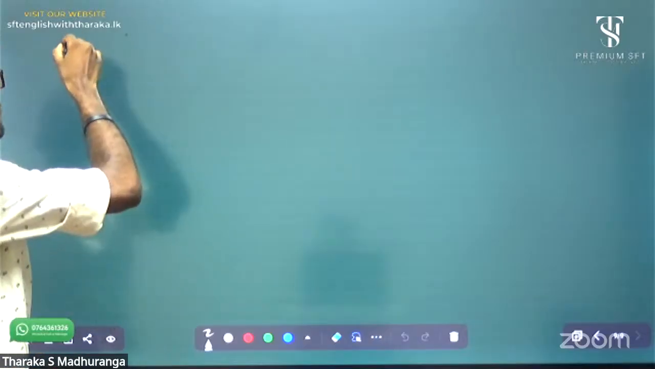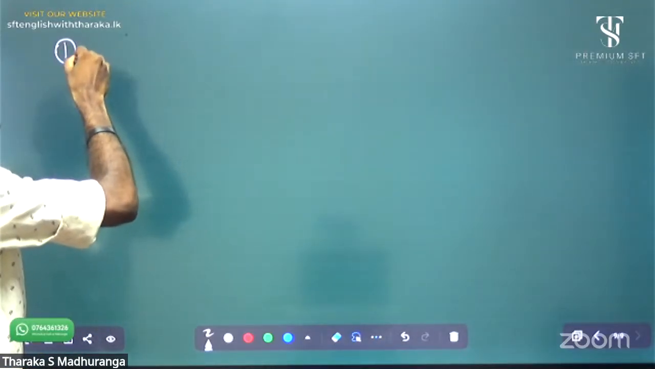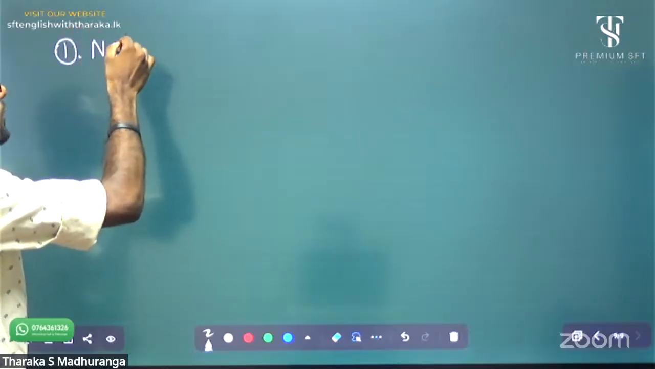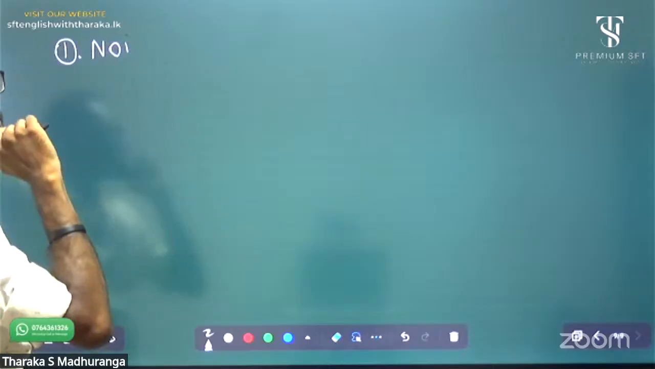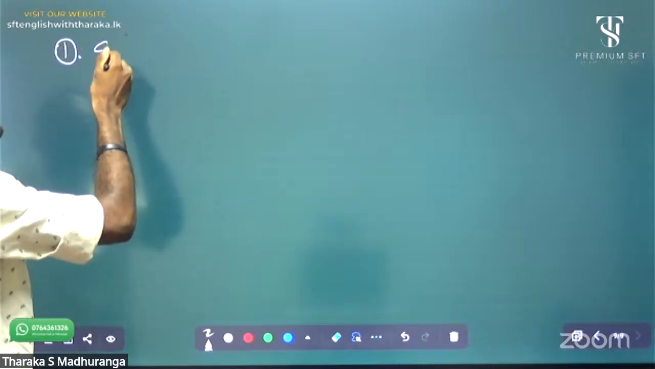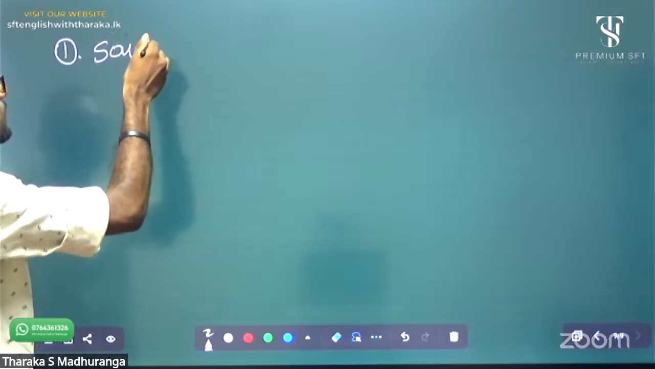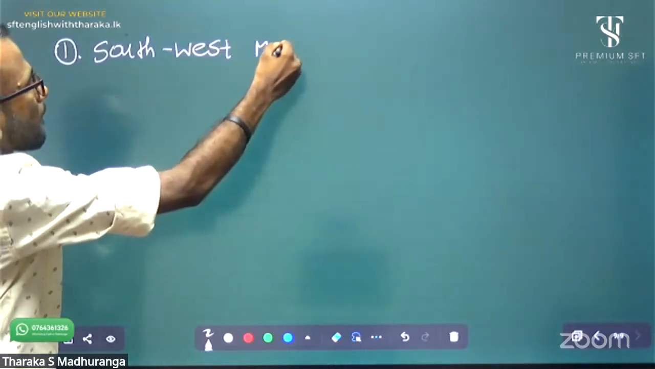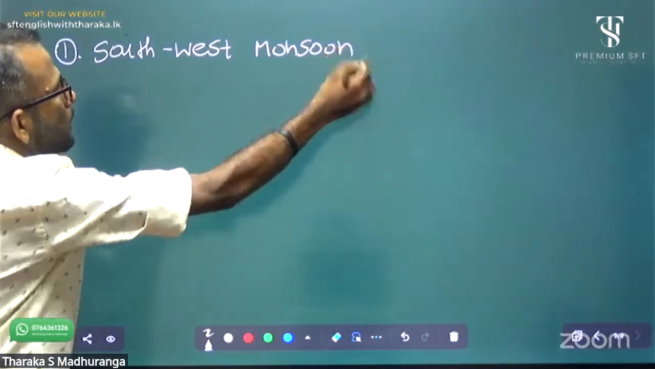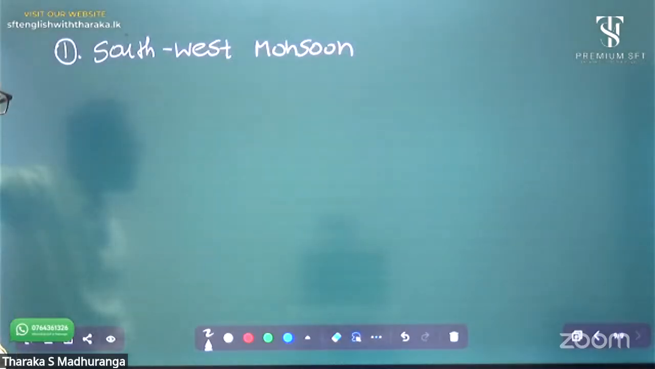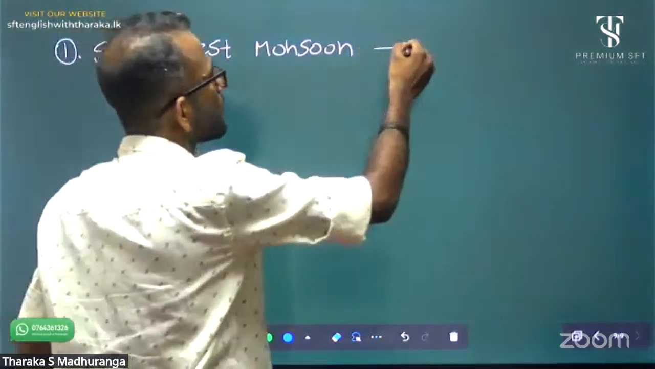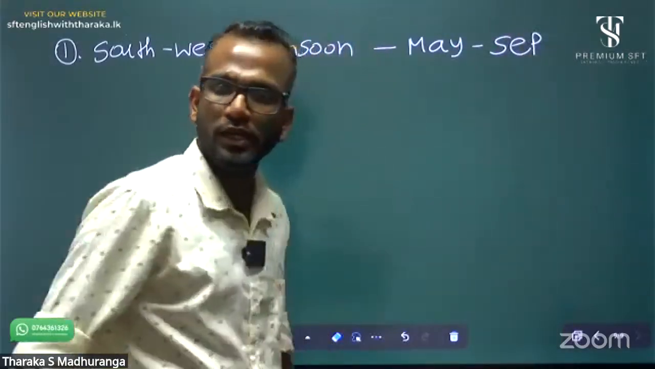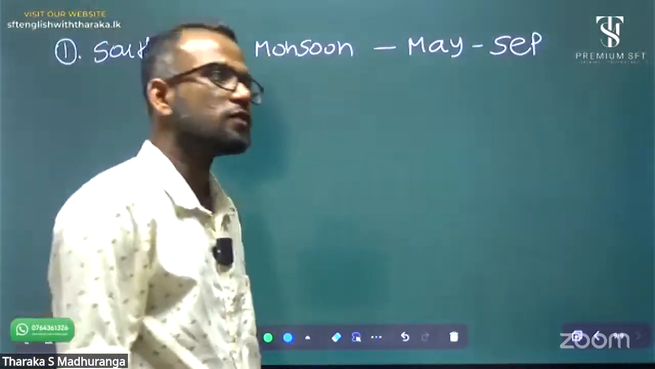The first one, southwest monsoon. Do you know the time of the southwest monsoon? May to September, right? May to September. So which monsoon is this? Southwest monsoon.